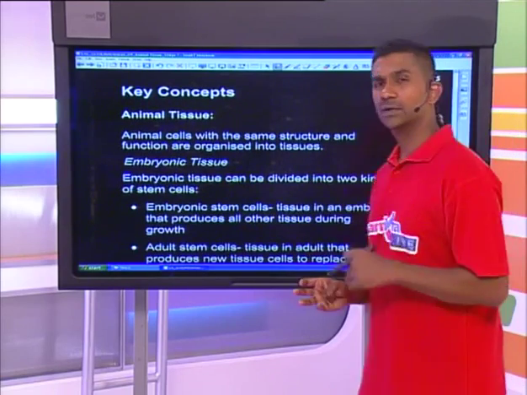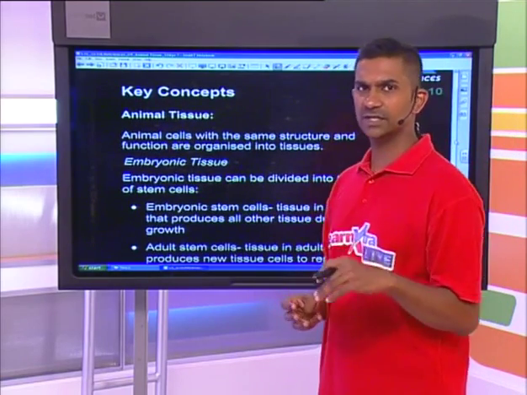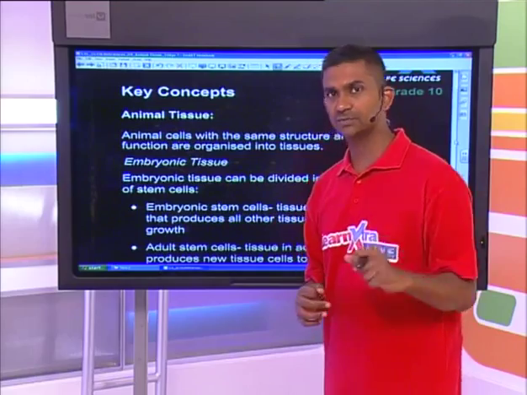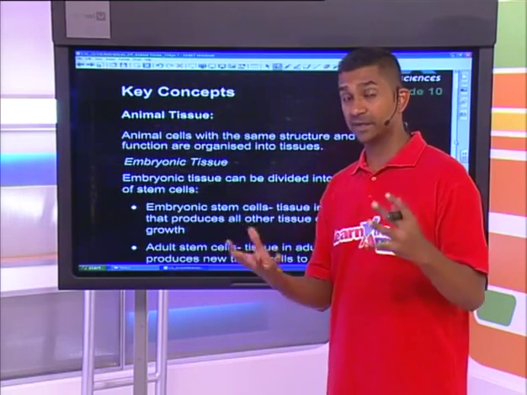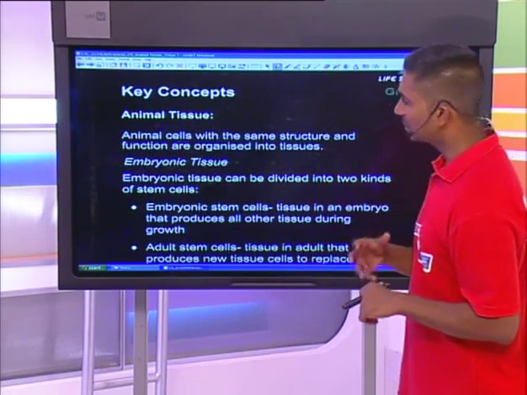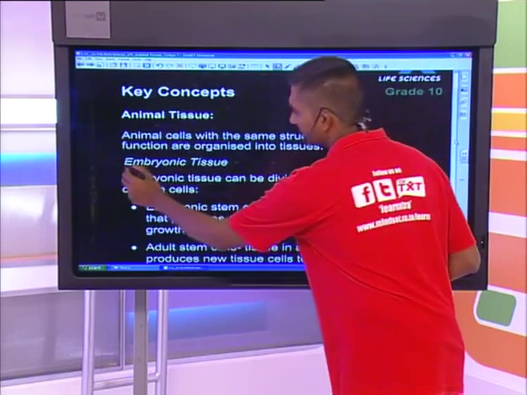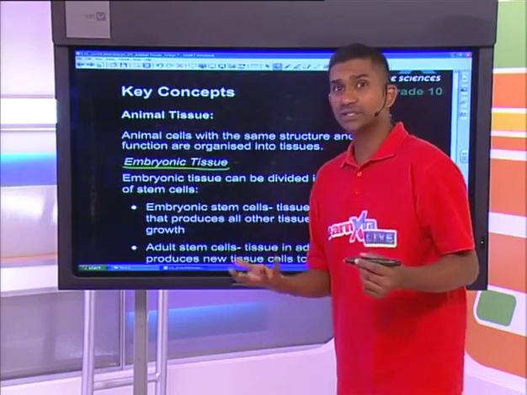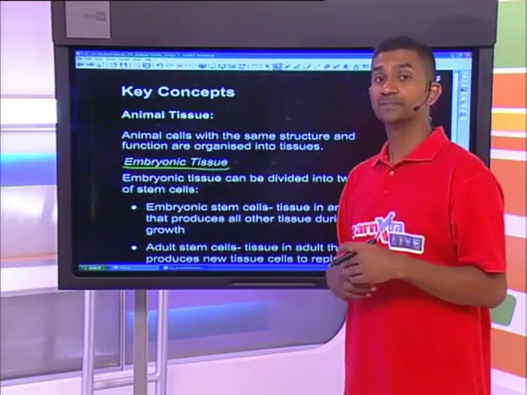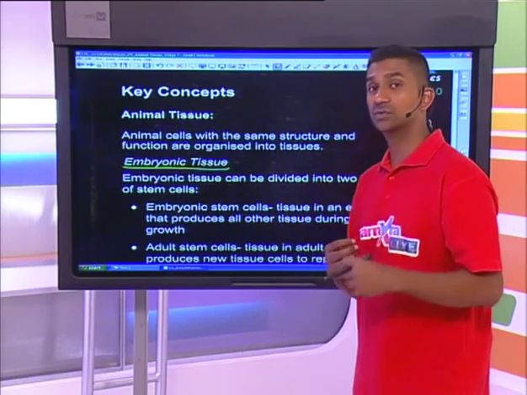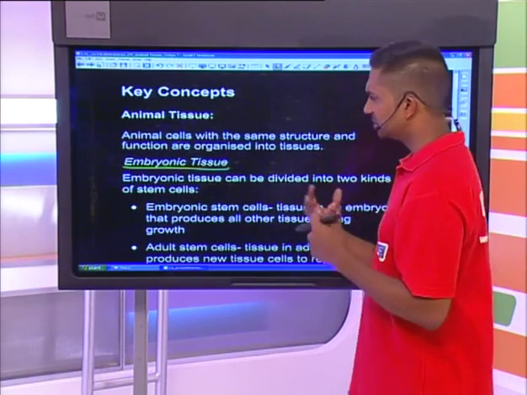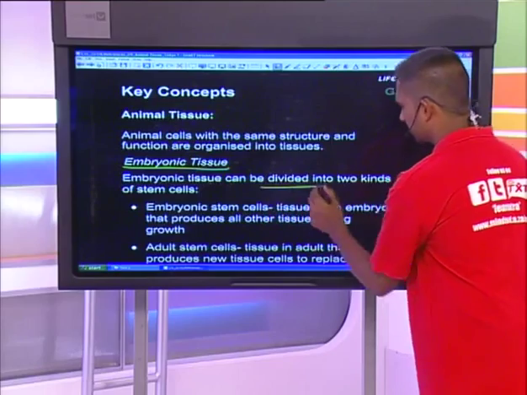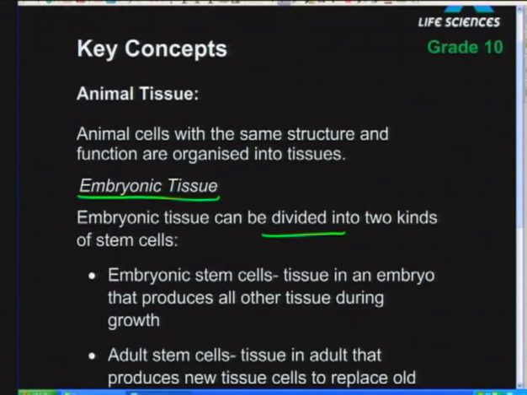So like when we studied plant tissue, we looked at meristematic tissue. In animal tissue, we have meristematic tissue as well, but we call that basically embryonic tissue. Embryonic tissue refers to tissue that gives rise to other cells. So tissue that constantly divides. And this can be divided into stem cells.